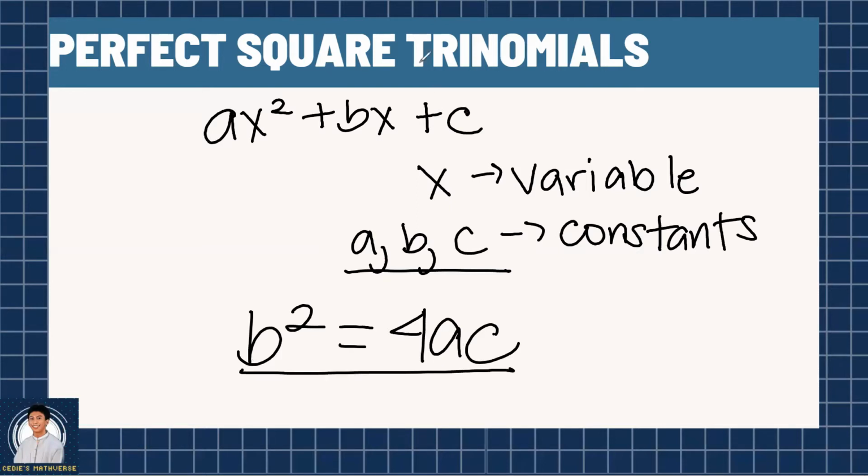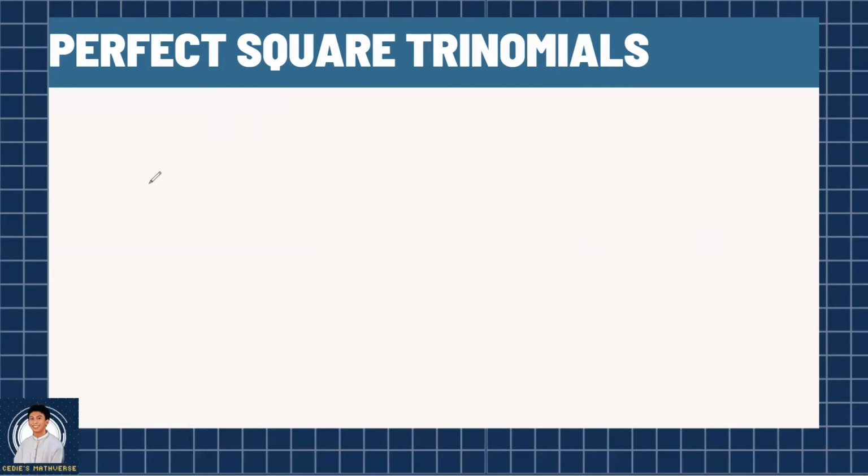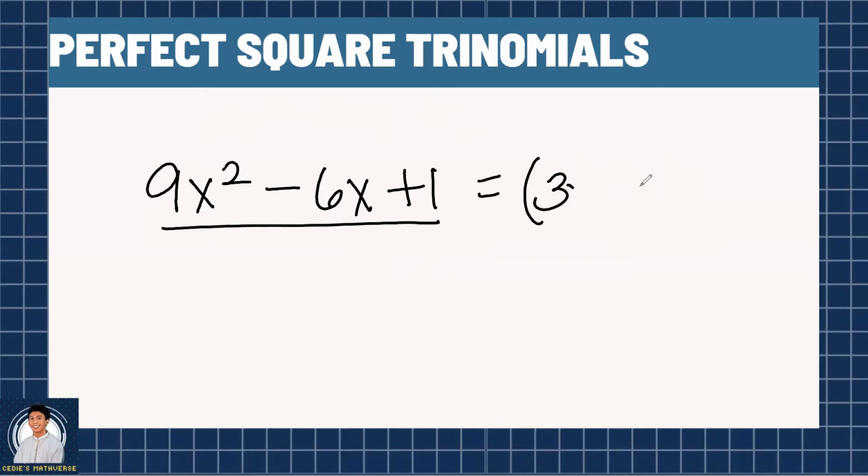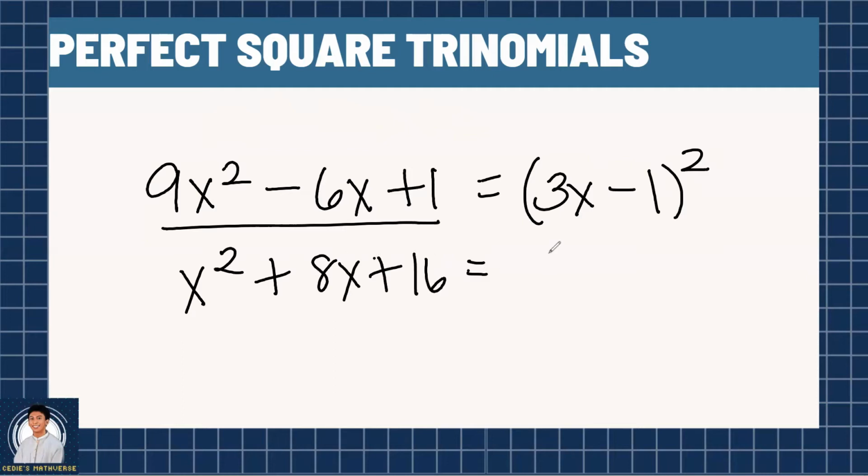What are the examples of perfect square trinomials? We have 9x squared minus 6x plus 1. A property of a perfect square trinomial is it can be factored into a square of a binomial, which is something that I have discussed in the special products video. This one can be factored into quantity 3x minus 1 squared. Another example, we have x squared plus 8x plus 16. This can be factored as quantity x plus 4 squared.